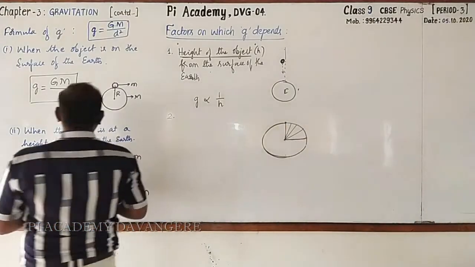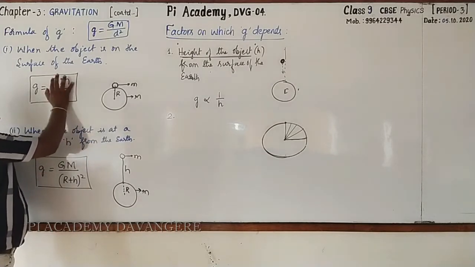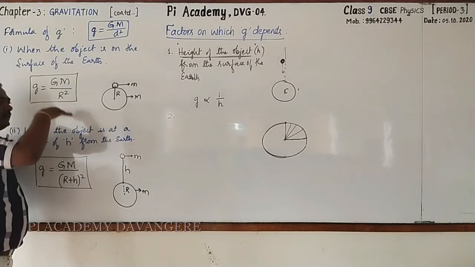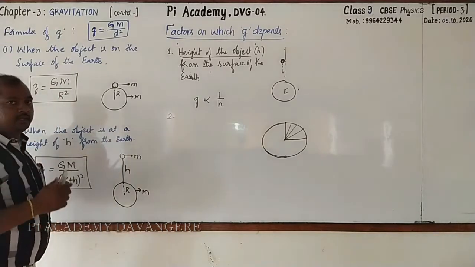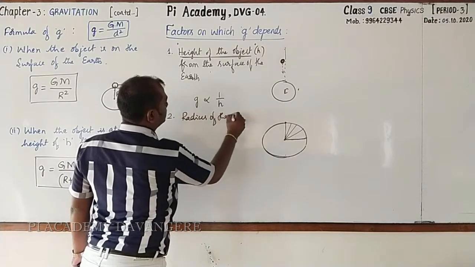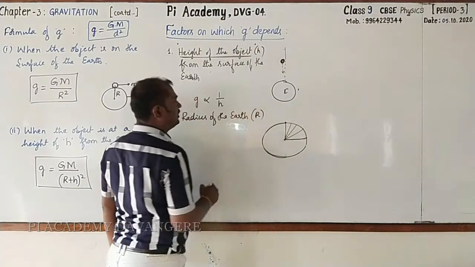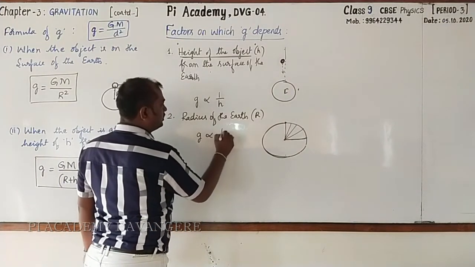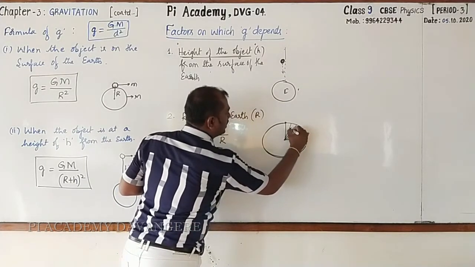You can come to know that in this formula. As the denominator term is more, the whole value decreases. As the denominator term is lesser, then the whole G increases. So we can write another term, radius of the earth. You may call this capital R or else small r. I take capital R. So how do you write? G is inversely proportional to R. Here I take R1, R2, R3, R4, R5.